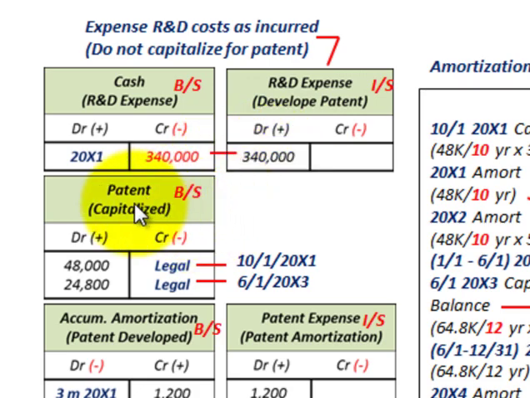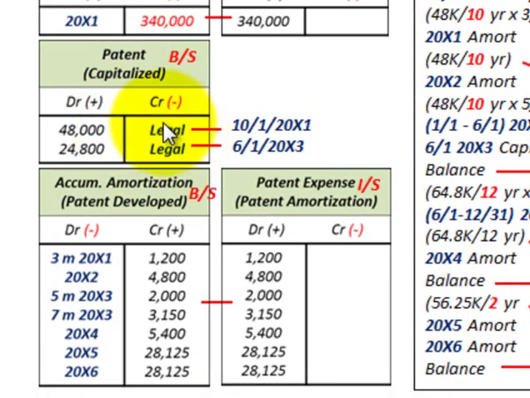So the next thing we have to be concerned with is how we capitalize this patent. Now remember, it was only the legal costs that were capitalized in this case. On 10/1/20X1, we had that first legal cost for filing for the patent, development of the patent, of $48,000. Then later in 20X3, June 1st, we had another legal expense to defend this patent, a successful defense on a patent infringement case, and that cost us $24,800.